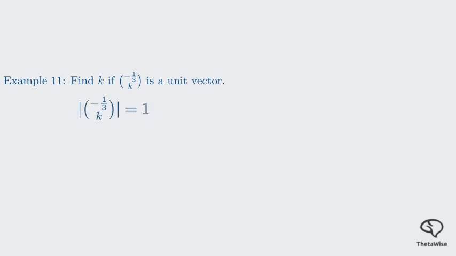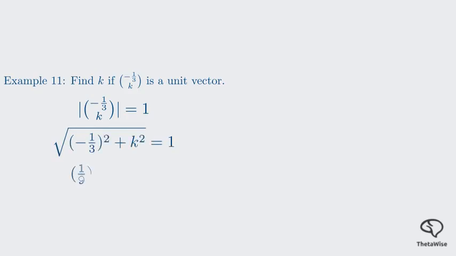Now for an example involving unit vectors. The objective here is to find an unknown component given that a vector is a unit vector. We are given a vector with components negative 1/3 and k, and we know it's a unit vector. This means its magnitude must be 1. So we set the magnitude equal to 1. The square root of negative 1/3 squared plus k squared must equal 1.